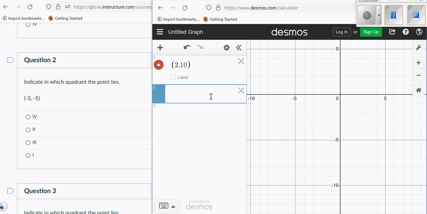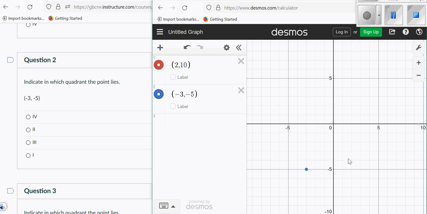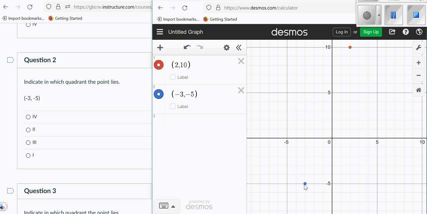And then you may type here to confirm -3, -5. That will be the point right here. That's in quadrant 3. So it should be this choice.